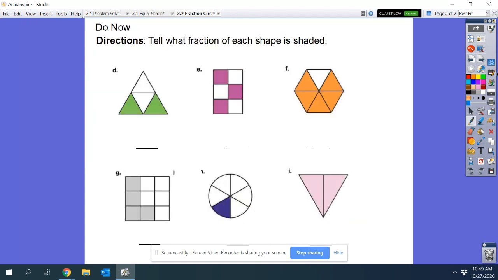So I'll flip my slide. Please pause the video and try these ones out on your own. Sometimes the shadings are separated a little bit. Don't let that throw you off. You're still thinking how many pieces are in the whole, and then that goes in your denominator. How many pieces are shaded, that goes in your numerator. Try these ones out and play the video back when you're ready to see the answers.